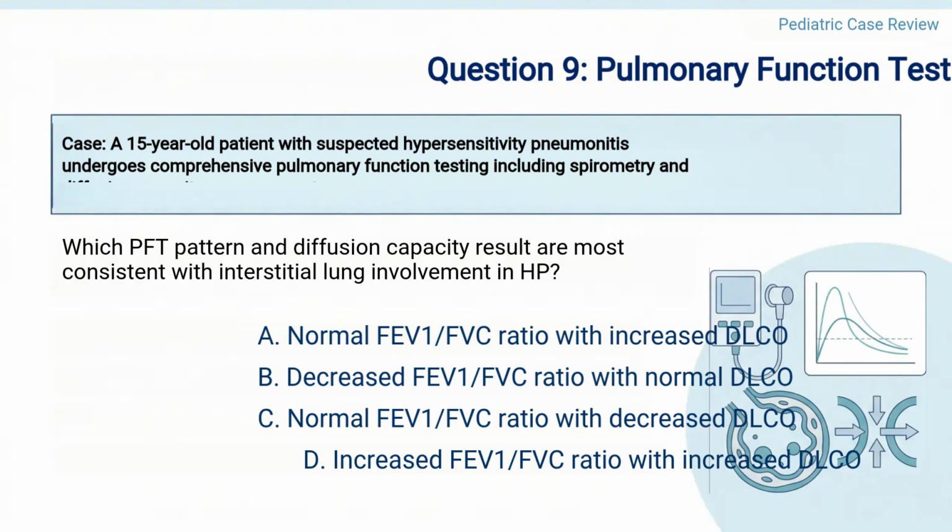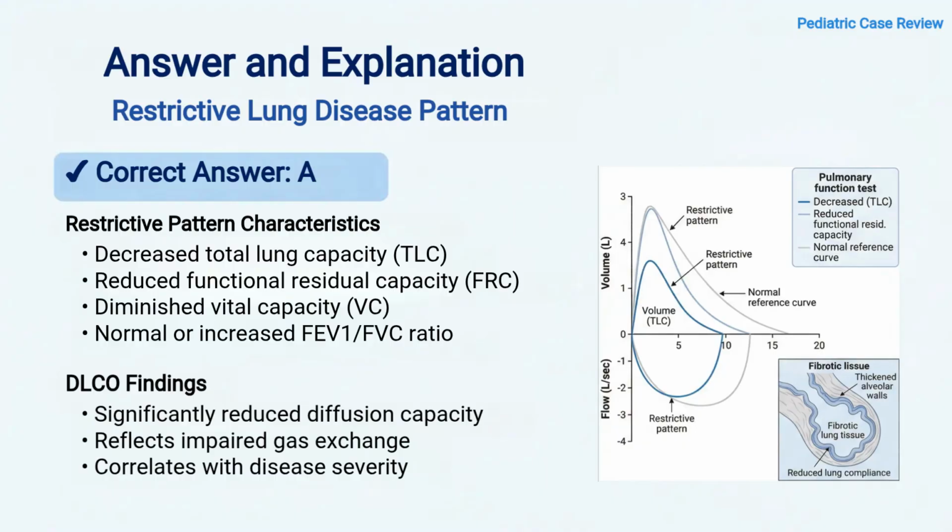Decreased forced expiratory volume in 1 second to forced vital capacity ratio with normal diffusion capacity of the lung for carbon monoxide. Option C. Normal forced expiratory volume in 1 second to forced vital capacity ratio with decreased diffusion capacity of the lung for carbon monoxide. Option D. Increased forced expiratory volume in 1 second to forced vital capacity ratio with increased diffusion capacity of the lung for carbon monoxide. The correct answer is option A.